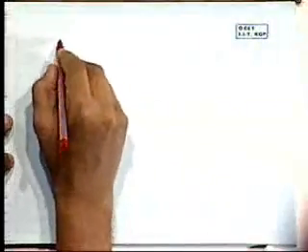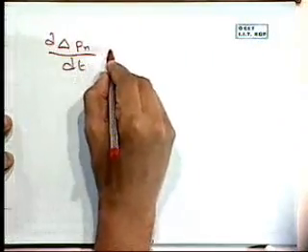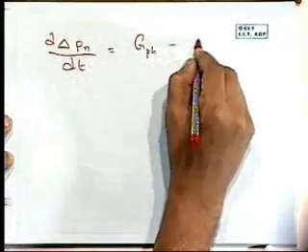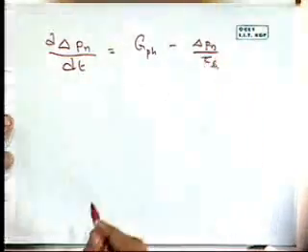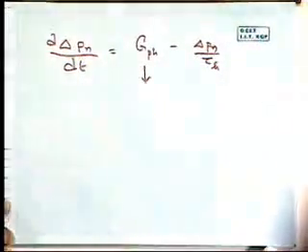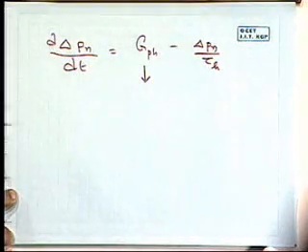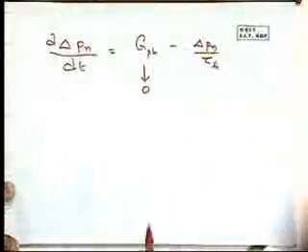I can go back to the original equation that we had for the rate of change, namely d delta Pn by dt is equal to GPH minus delta Pn by tau H. Here there's no more illumination. So what happens to that GPH term? It goes to zero, because I'm not generating any more of these excess minority carriers.